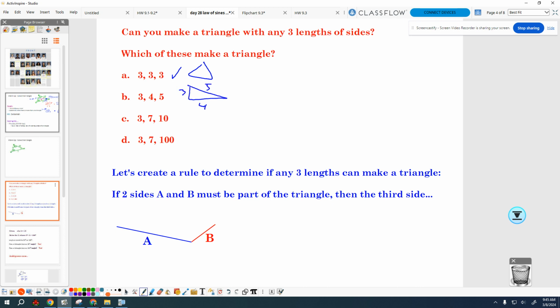Okay, what about 3, 7, 10? I don't see why you couldn't have it. Truthfully. Okay, what about 3, 7, and 100? Actually, oh yeah, that's one. Not bad, that's too long. I think so.